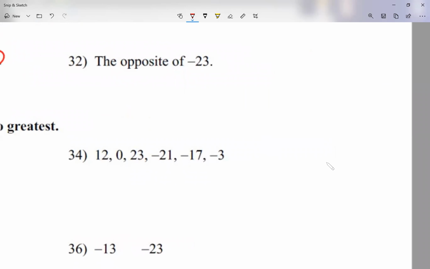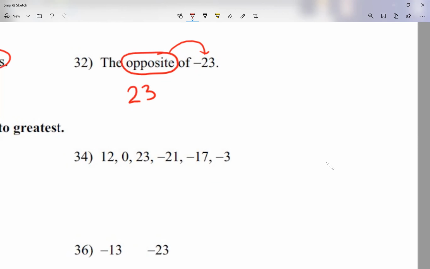Let's take a look at number 32. The opposite of -23. Every time I use the word opposite, I'm going to change the sign of the number that comes after. So instead of calling it -23, I'm going to call this +23. Right. From negative, I made it into positive. If it was positive to begin with, I would have changed it to negative, right? Change the sign of the number after.